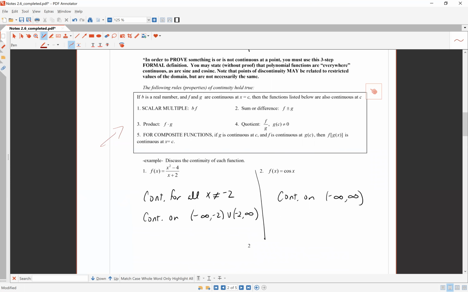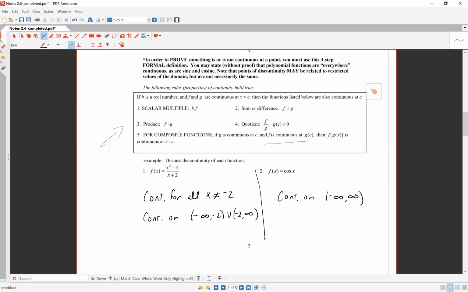So like polynomials are always continuous. The individual terms like x and x squared are continuous everywhere, essentially. And when you add them together, they're still continuous. The product of two continuous functions at a point c is continuous at point c. The quotient is also continuous, assuming g of c is not equal to 0. And the composite of the function is also continuous. If g is continuous at c and f is continuous at g of c, then the composite function f of g of x is continuous at c. That's kind of hard to say, so I'm not going to try this again.